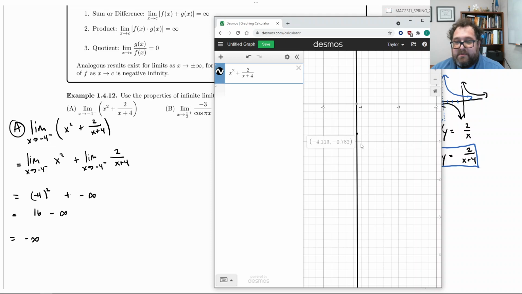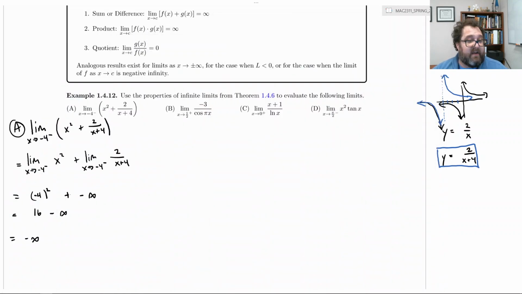As we get closer and closer, notice how the x values are getting closer and closer to -4 from the left. So -4.1, -4.116, -4.109. The x values are getting closer to -4, but this graph is shooting off towards negative infinity. It's -4.099, -4.095, -4.094. Those y values are shooting down towards negative infinity, which coincides with our solution of negative infinity.